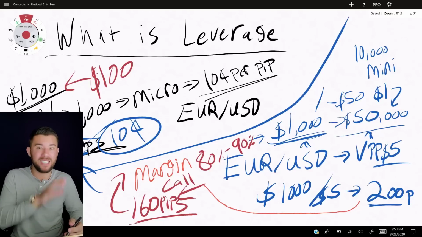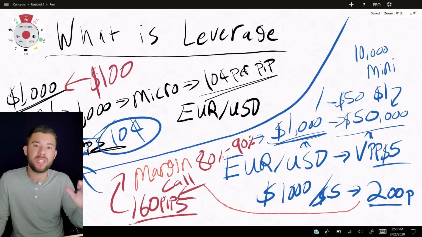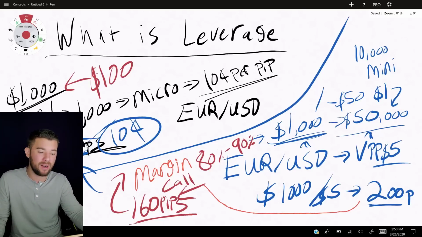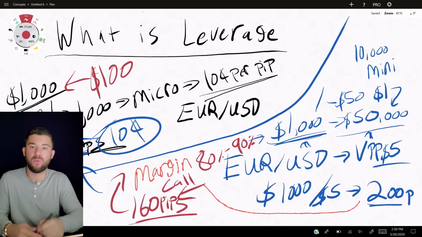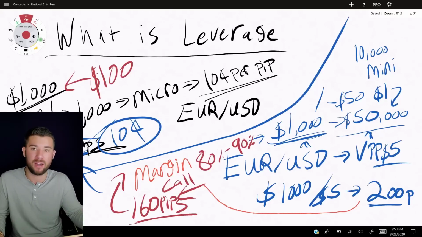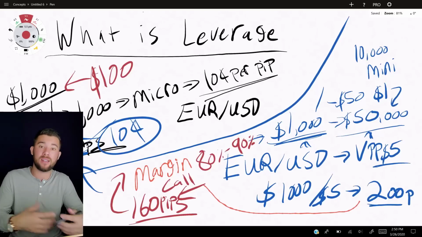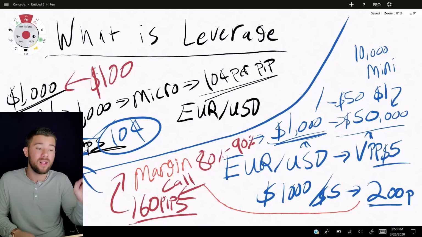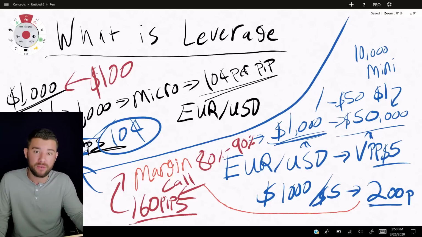That's the danger and the reason that most beginners using leverage end up blowing their account before they have a chance to make any money at all. That's the danger of leverage, and that's what you need to understand. And there's a correct way to use leverage as well. This would be the wrong way to use leverage.